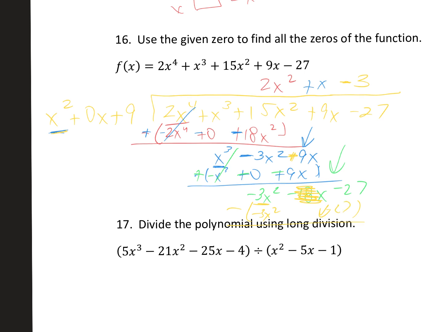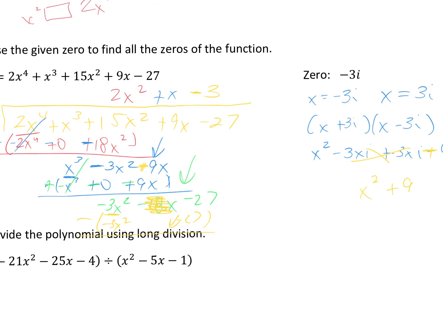So you don't have a remainder. When you do these problems, you shouldn't get a remainder, if you did something wrong in your math up there. But what do we do with what's left over? What do I do with 2x squared plus x minus 3?